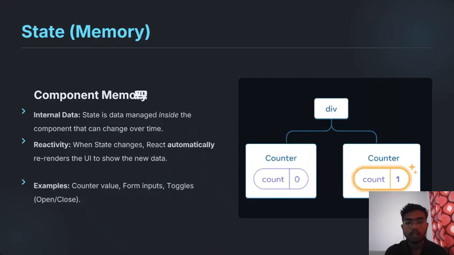State. State is memory. Each component can have its own memory. We call it state. State is internal data that can change, like a counter value, whether a menu is open, or text in an input box. When state changes, React automatically re-renders the component to show the new value. This is what makes React reactive.